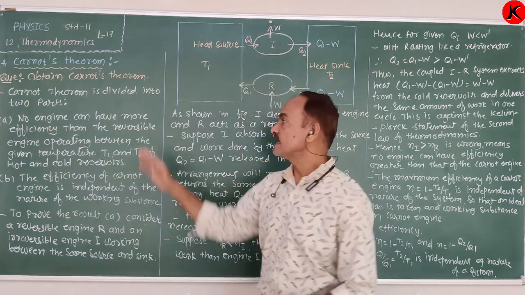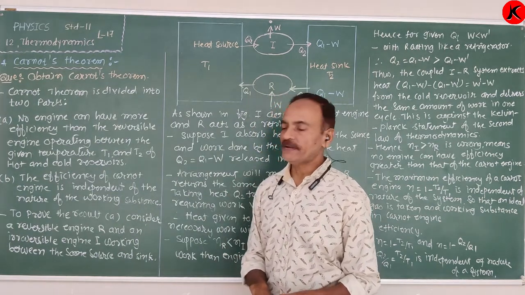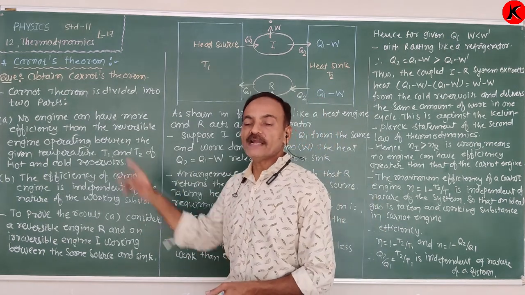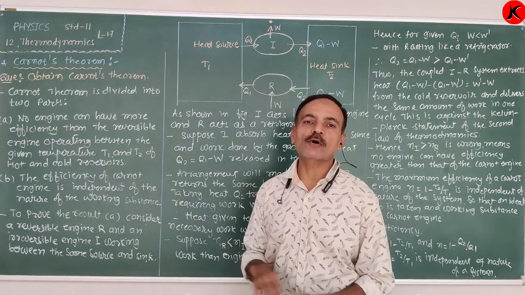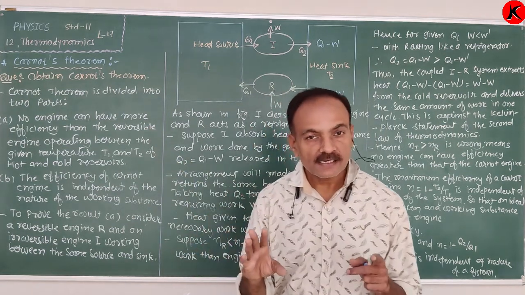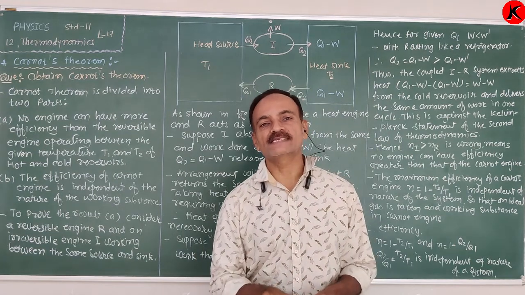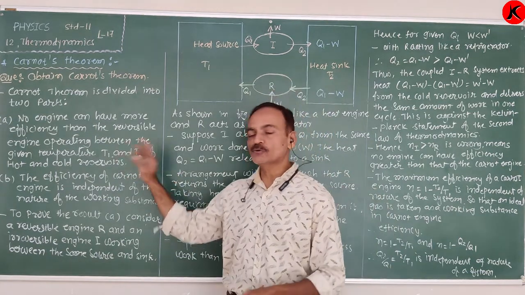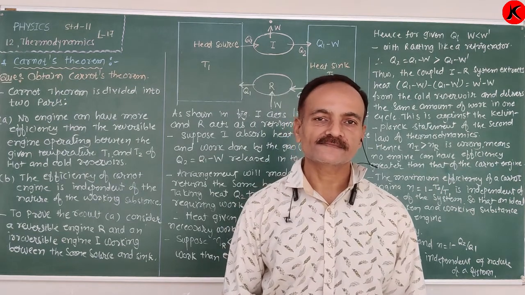Again, the Carnot theorem is divided into two parts. One is, no engine can have more efficiency than the reversible engine operating between the two temperatures T1 and T2 of the hot and cold reservoir. So this statement says that the efficiency of a reversible engine is always maximum compared to other engines operating between the two temperatures of the hot source and the cold sink.